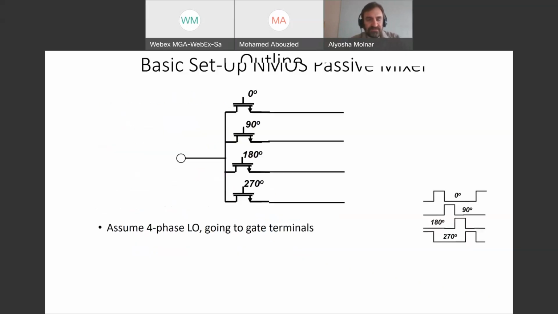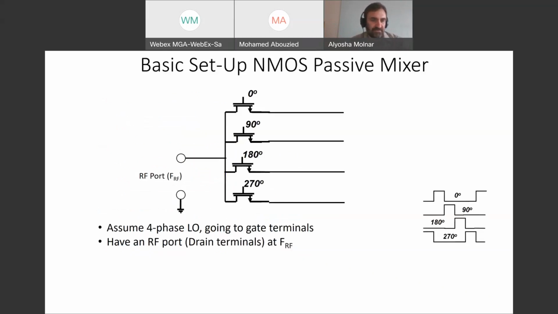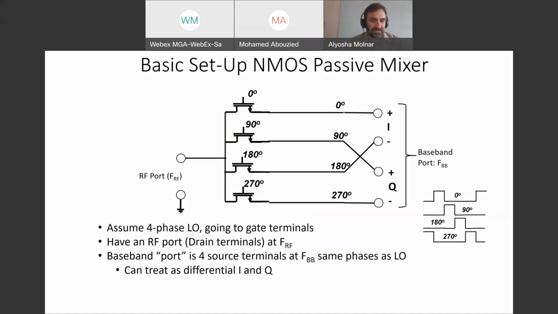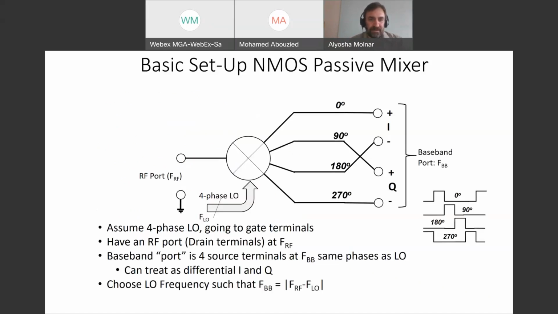Okay, so just to understand conceptually how these things work, the basic setup: we have our 4 switches. They're driven by our 4 non-overlapping pulses. We have an RF port that we're looking at on the input. We have 4 outputs that are essentially phase shifted by 90 degrees, and so give us a differential IQ output. And so that's basically a mixer. It's a classic down-conversion mixer at first glance.